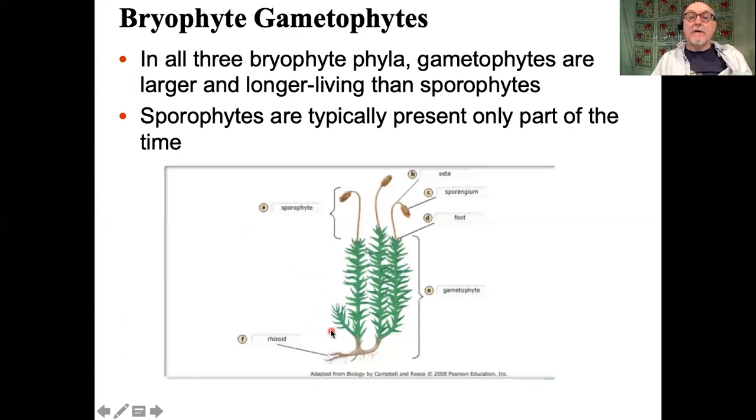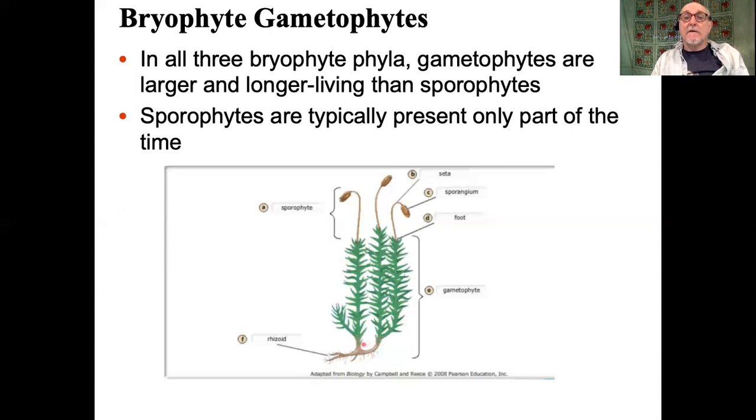Okay, so let me just show you one other thing. That is here at the bottom. They do have an anchoring system. These are not true roots. A true root is something that absorbs water and nutrients and then distributes it through a vasculature to the rest of the plant. That does not happen here.